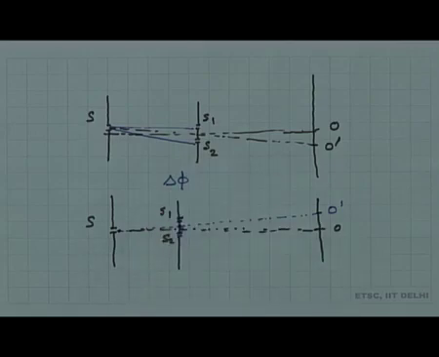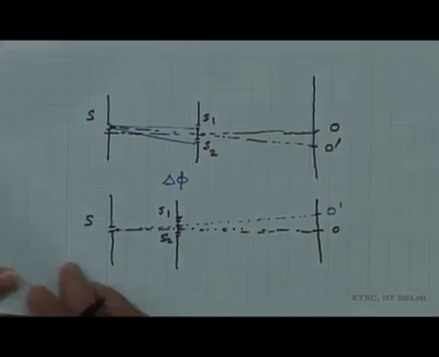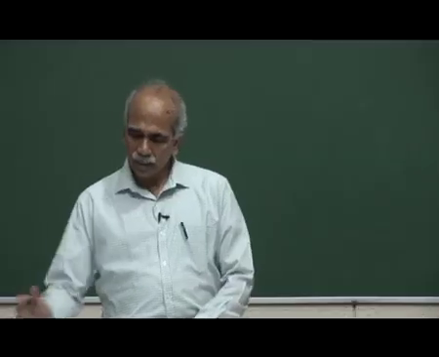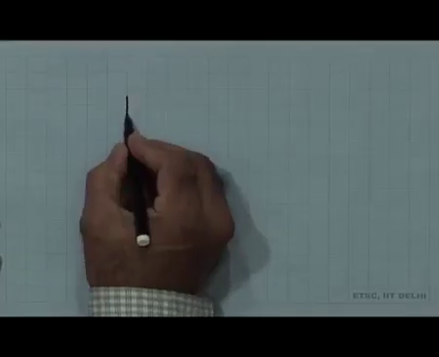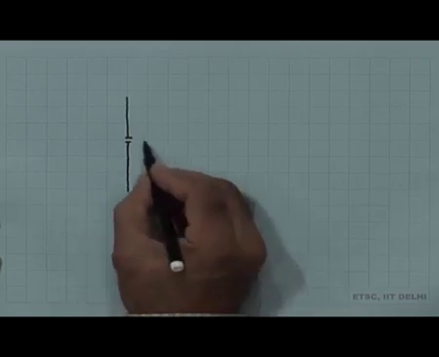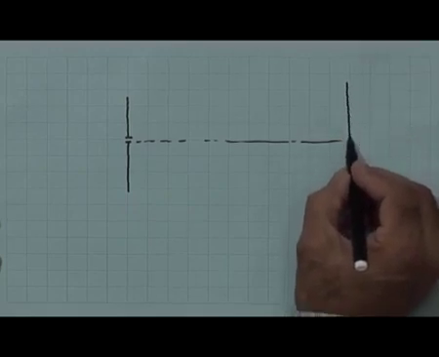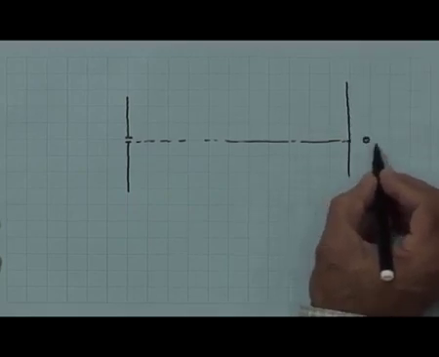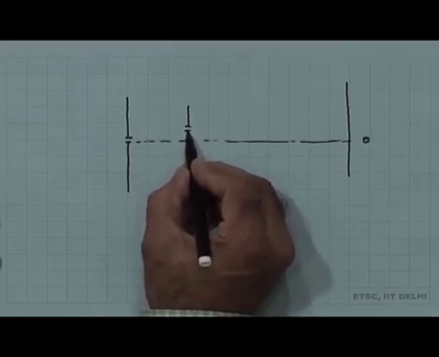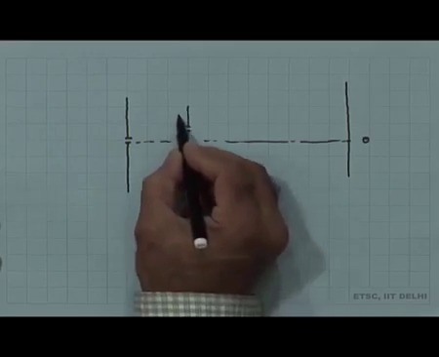Now, there can be other situations where the setup is completely symmetric, that is, S1 and S2 are symmetrically placed. Let me draw that again. Here is the source S, and this is the screen, and this is the point O, and the two slits, S1 and S2, are placed symmetrically with respect to this line.